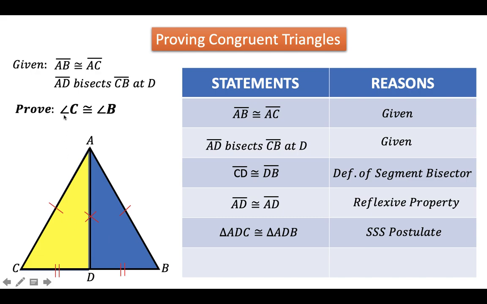But wait, we're going to prove that angle C is congruent to angle B. So since the two triangles are congruent, of course, angle C is also congruent to angle B. For what reason? According to the CPCTC, or the corresponding parts of congruent triangles are congruent. Because the yellow and blue triangles are congruent, all its corresponding parts are also congruent, including the angle C and angle B that we want to prove.